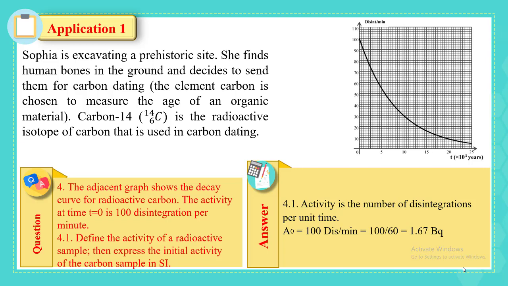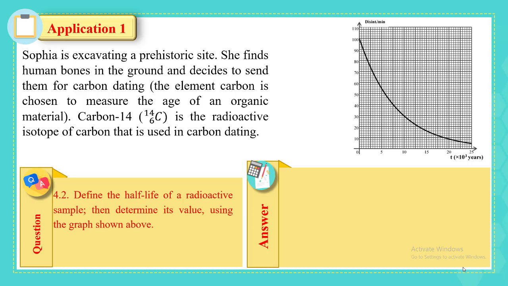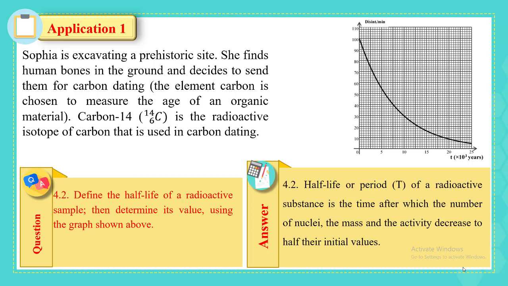In the second part of question 4, we have to define the half-life, then we have to determine its value using the graph. The half-life or the period T of a radioactive substance is the time after which the number of nuclei, the mass, and the activity decrease to half their initial value. From the graph, T is the abscissa of the ordinate of half of the initial quantity. So it is the abscissa of 50 disintegrations per minute, which is approximately equal to 5.7 times 10 power 3 years.